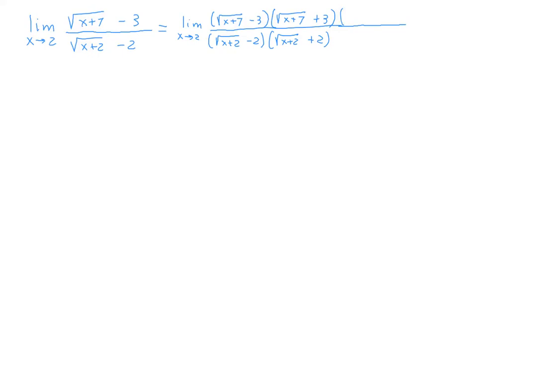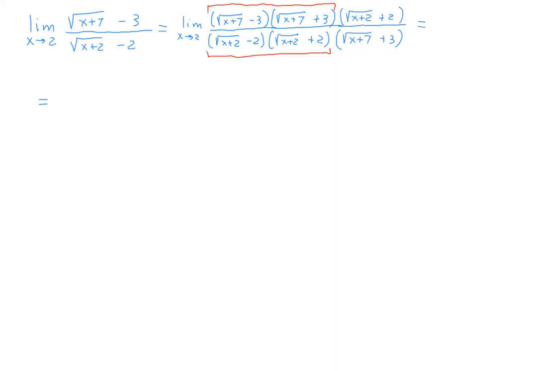So on the top, I'm going to put an extra square root of x plus 2 plus 2. So this balances out the denominator. And on the denominator, I'm going to put a square root of x plus 7 plus 3, which balances out what we had on the numerator. Now everything is perfect. And what we need to do is just multiply these 2 things together and these 2 things together. And let's see what will happen.